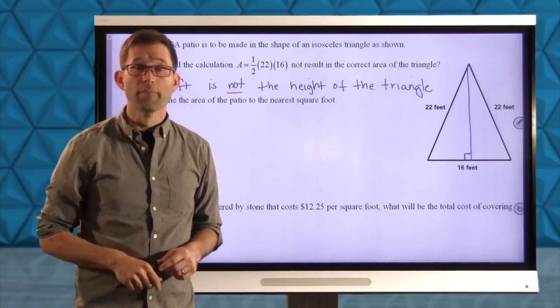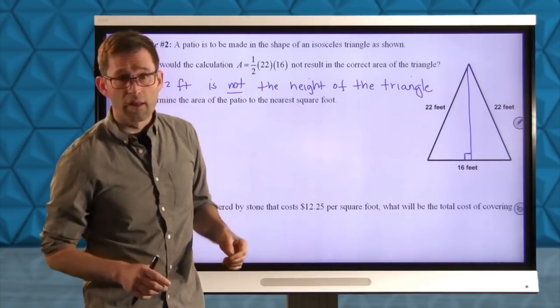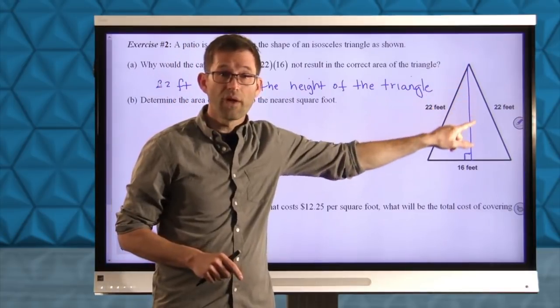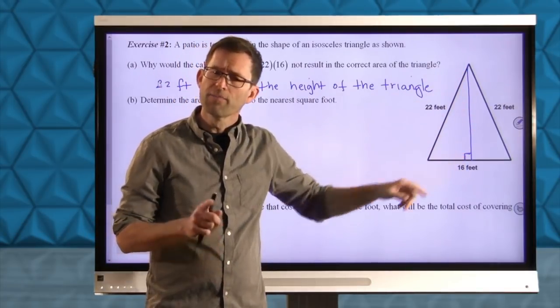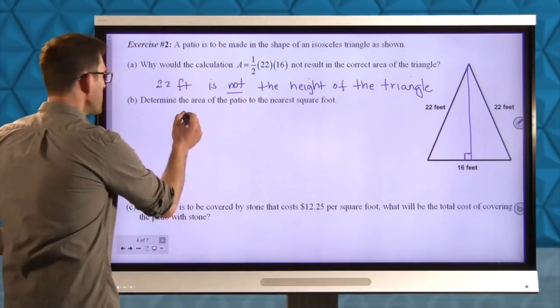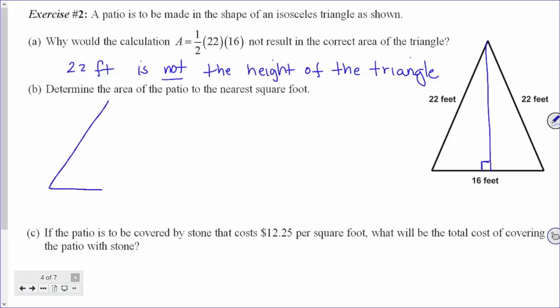All right, well, let's go through it. In order to figure out what the area of the patio is, we need to figure out the height. We need to figure out that length. And that's not too bad to do because we can always take an isosceles triangle and slice it into two congruent right triangles. Now, what we know is that that's 22 feet, and this must be 8 feet. And what we're lacking is the height.